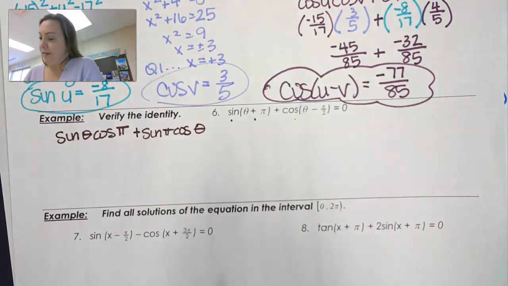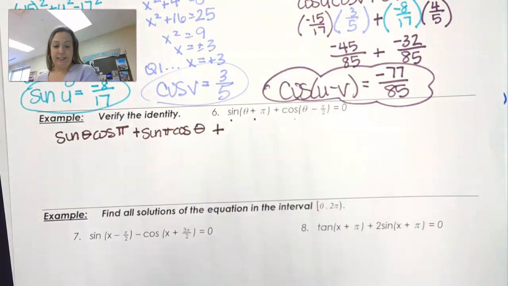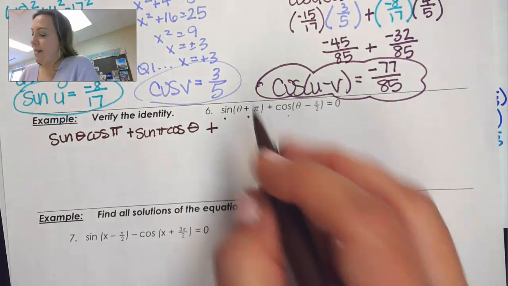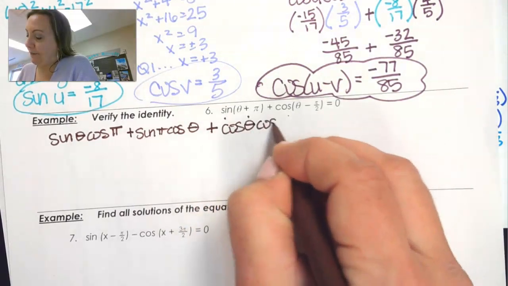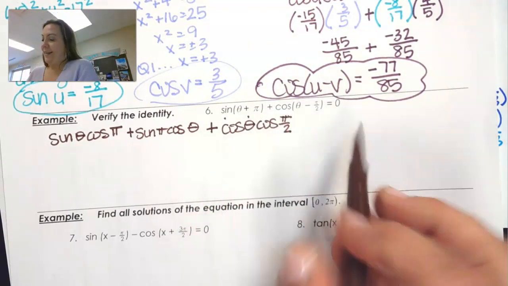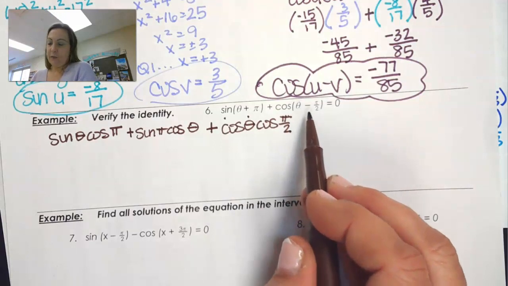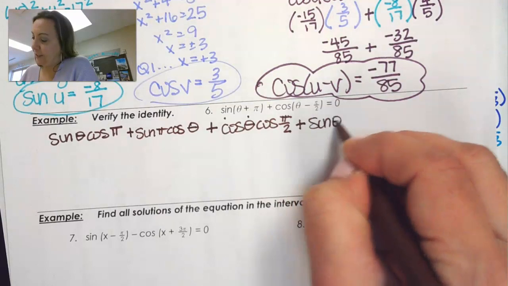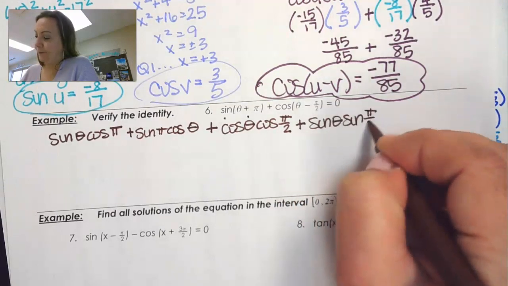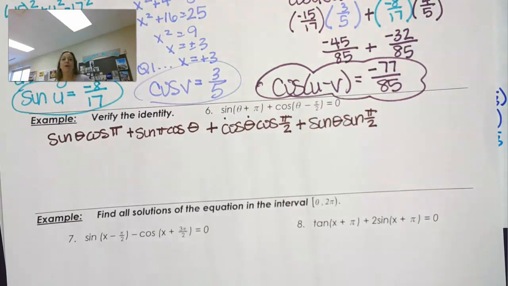Okay. Now we're going to utilize the cosine properties. The cosine is we're going to take cosine of the first times cosine of the second. And then in the cosine, we change sign. So since we were subtracting, we're going to then add the sine of the first times the sine of the second.